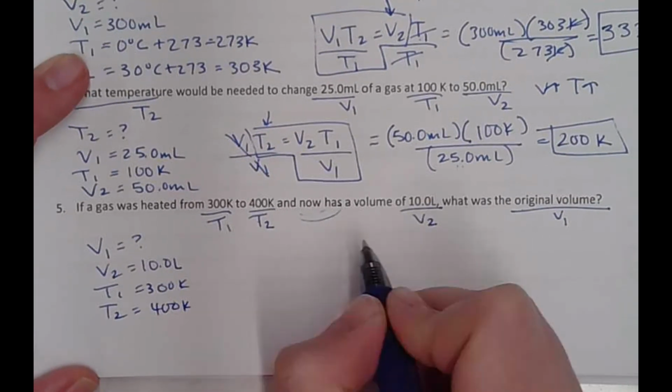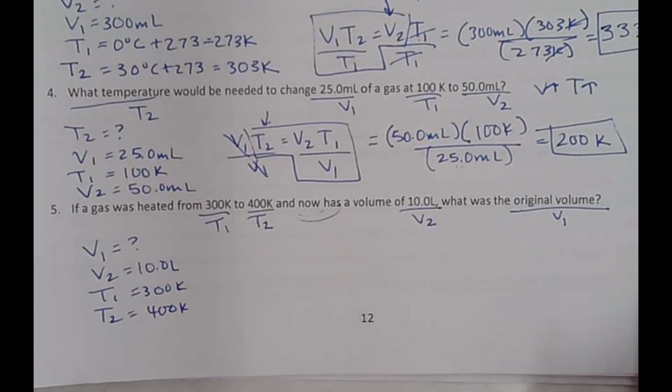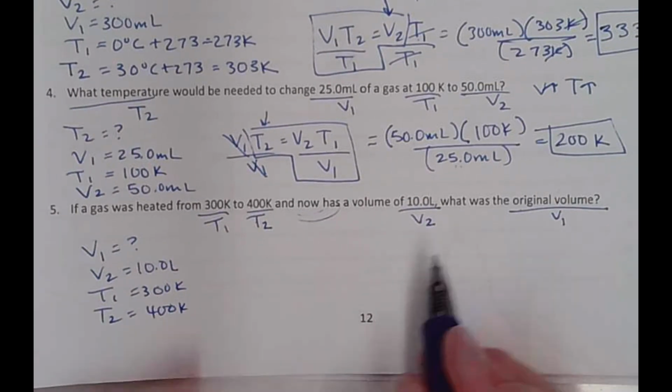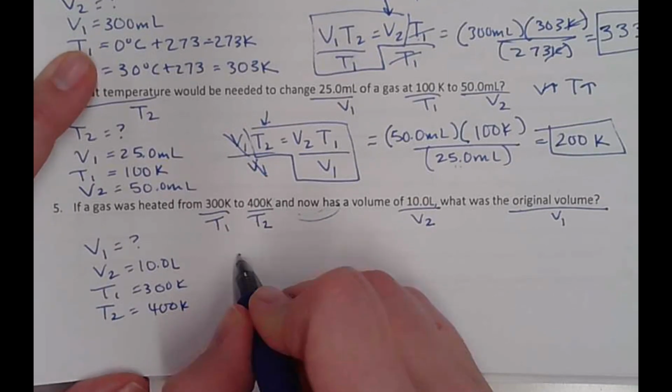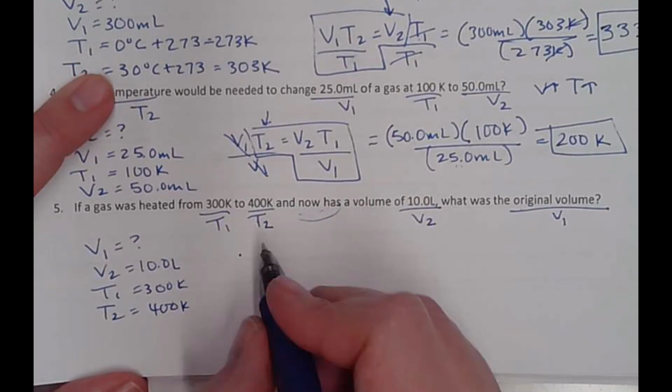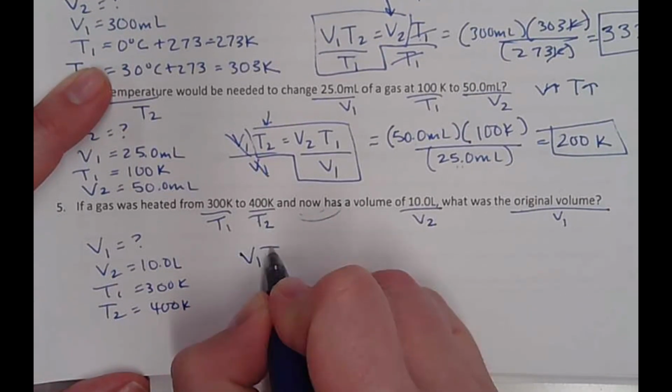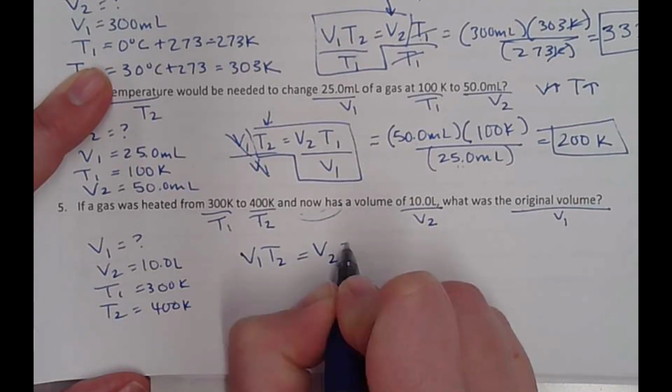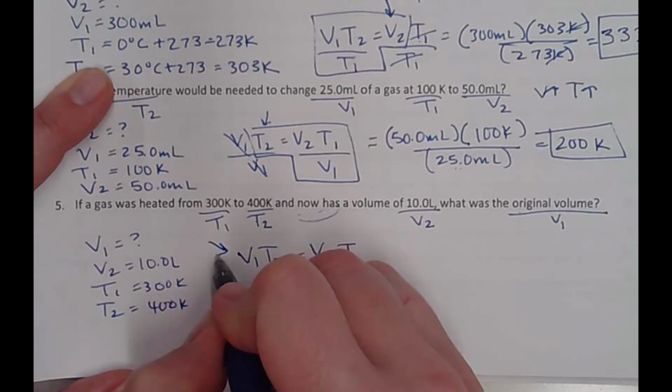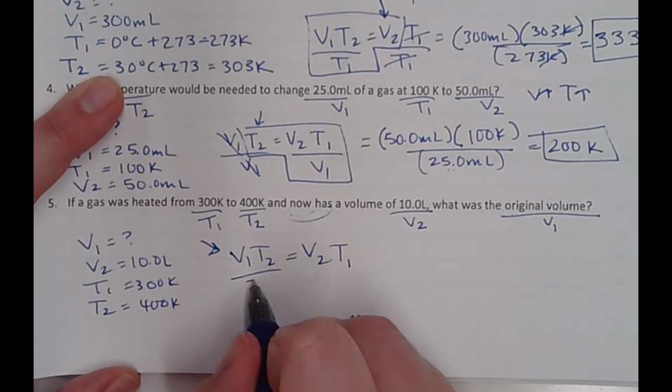So if temperature is going up, I would expect the volume to also go up. But at this time I'm solving for V1, so it would be lower, right? So V1 times T2 equals V2 times T1. I'm solving for my original volume. So I'm going to divide both sides by T2.